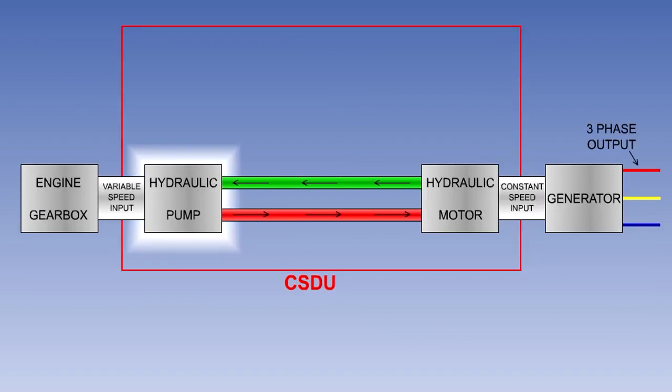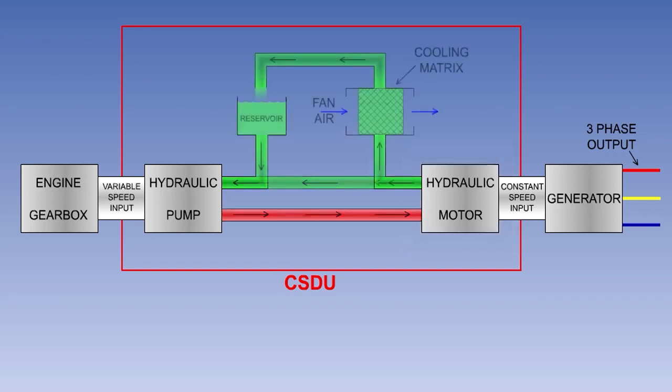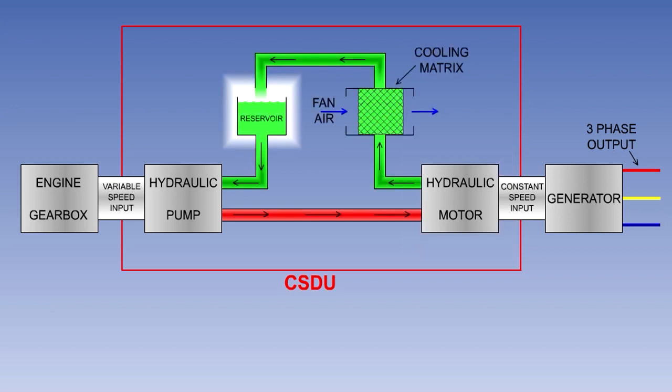The CSDU consists of an engine-driven hydraulic pump, the output of which drives a hydraulic motor, which in turn drives the AC generator. Hydraulic pumps and motors are fully explained in the hydraulic systems lessons. The oil, as well as being the fluid through which the mechanism operates, is also used for lubrication and cooling. It is contained within its own reservoir, entirely separate from the engine oil system.